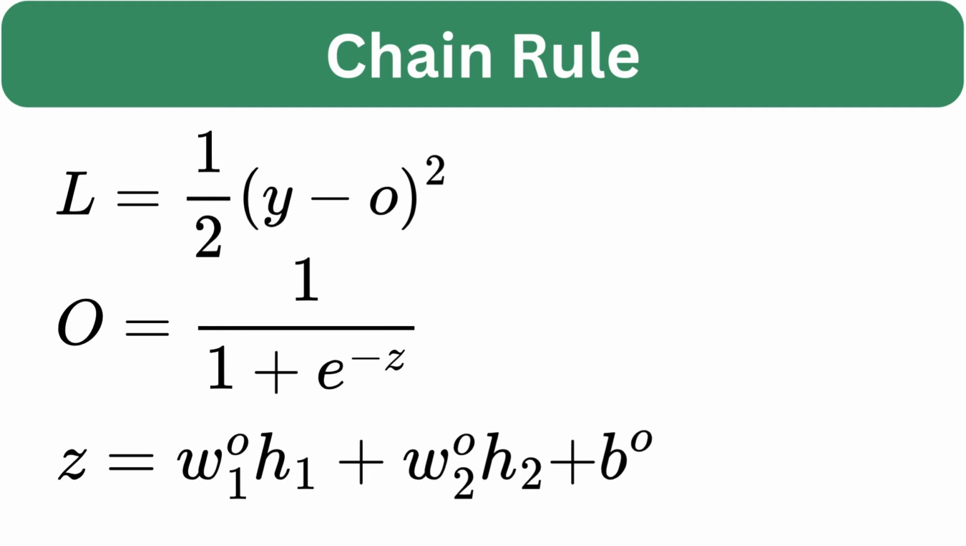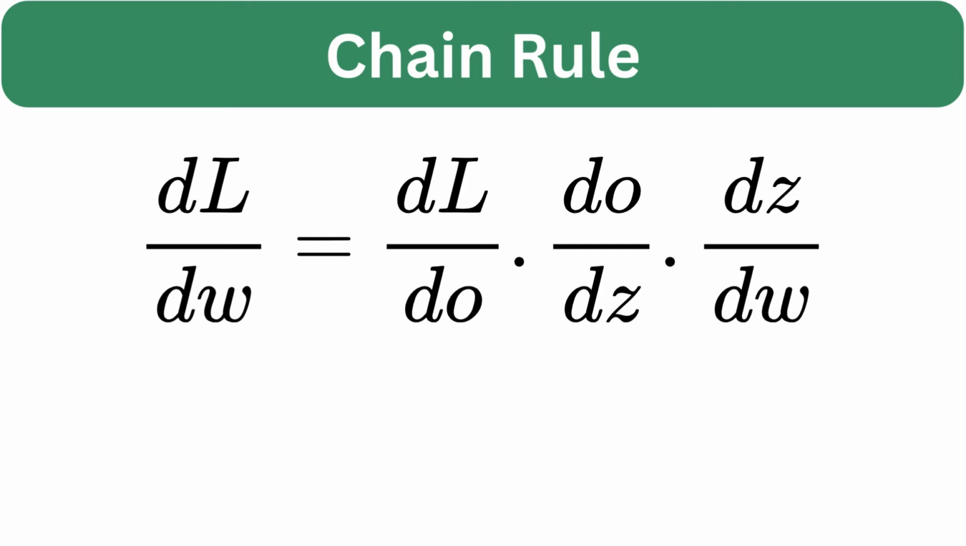In our case, the loss function is written in terms of O, O is written in terms of Z, and Z is written in terms of weights and bias. So by using the chain rule, we can take the derivative of the loss function with respect to output, the derivative of output with respect to Z, and the derivative of Z with respect to weights and bias. We will now calculate each of these three segments individually.